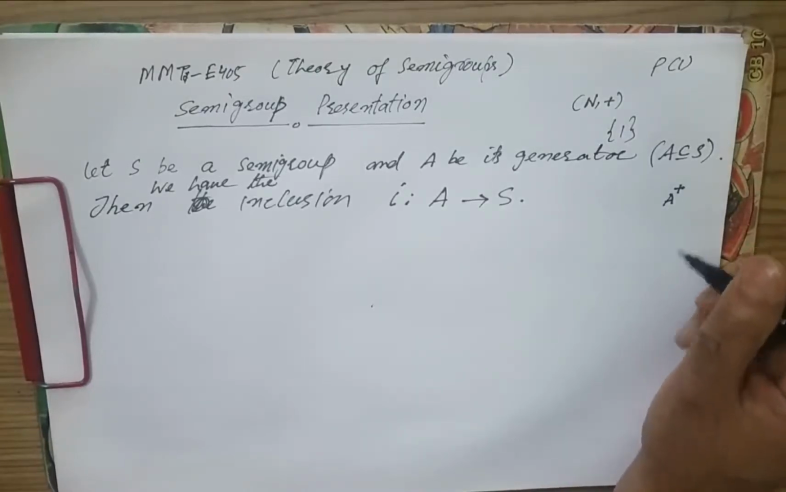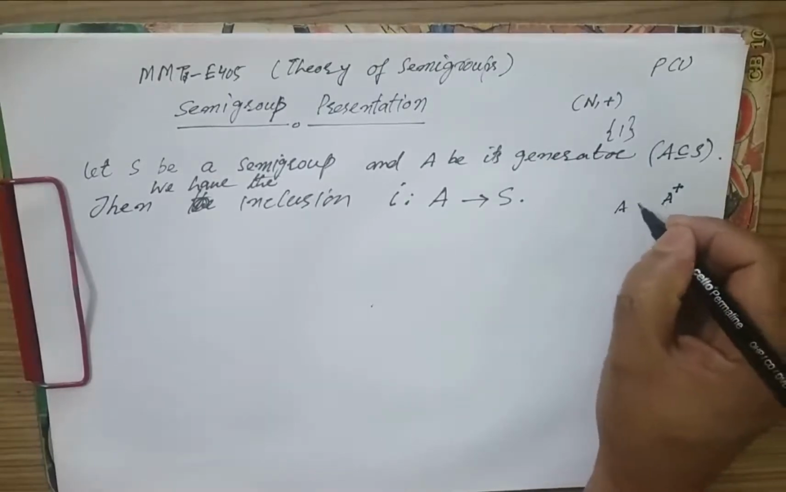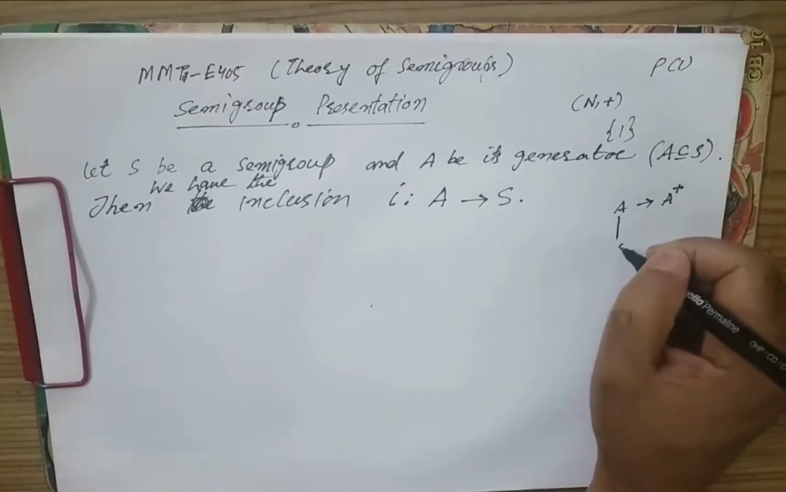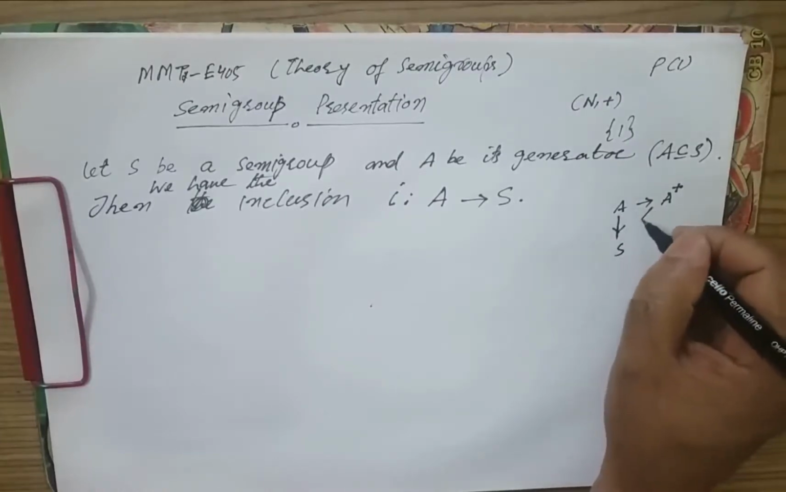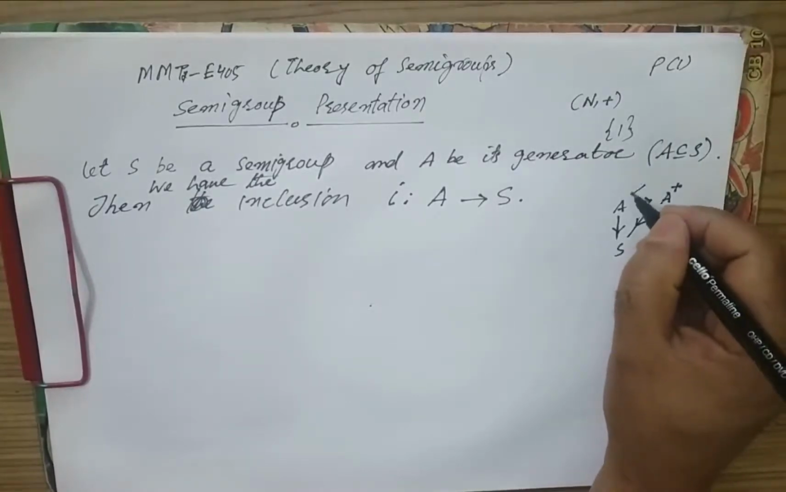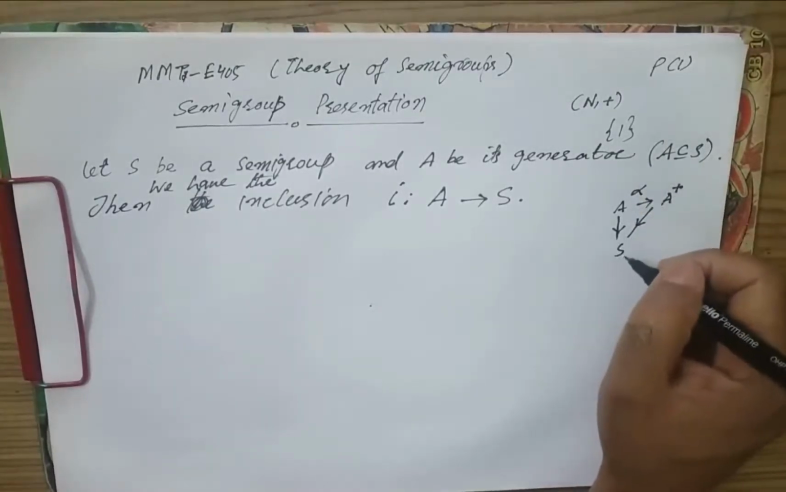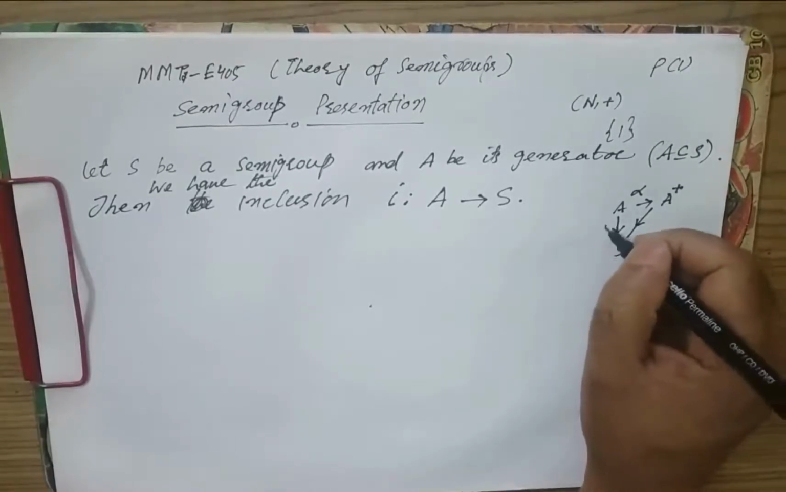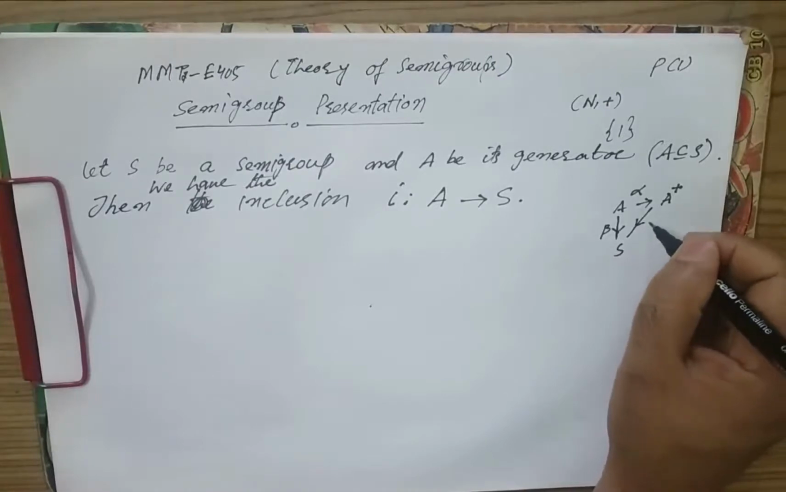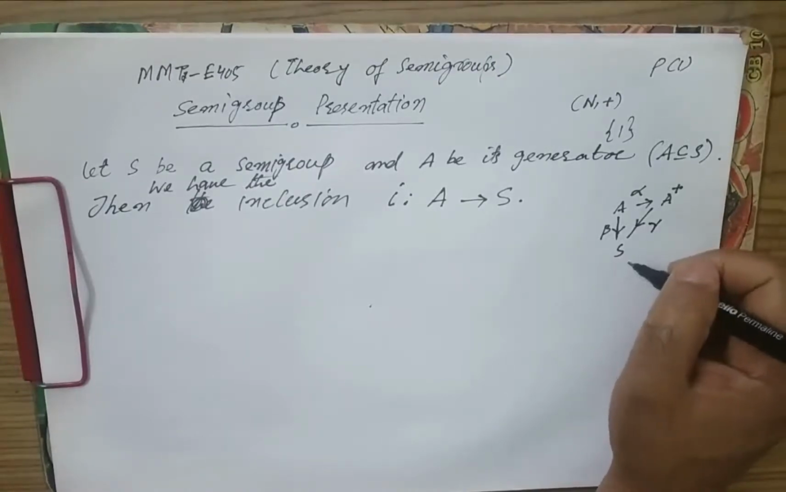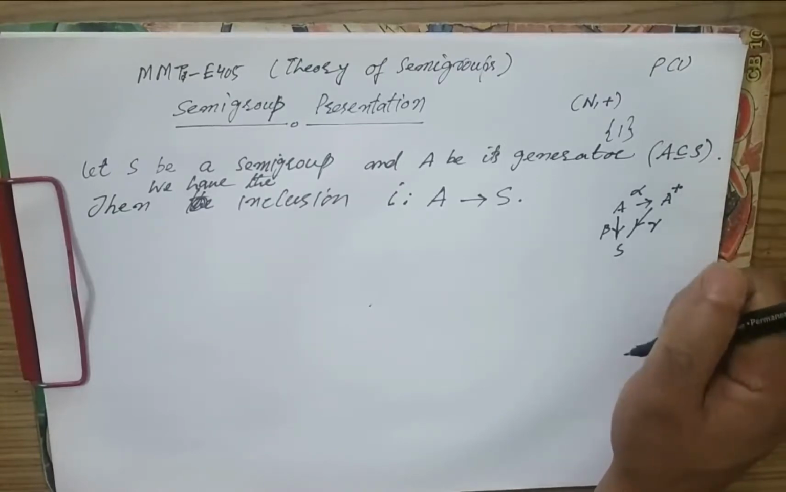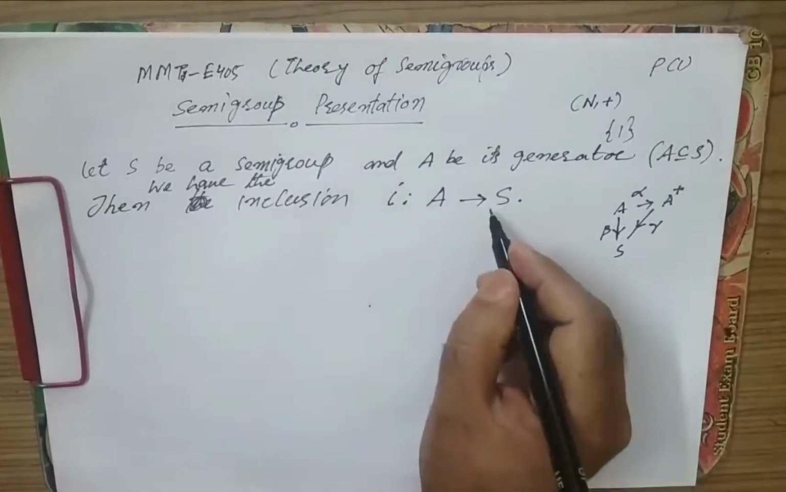Such that we can define a map from A to A plus. And for any other map from A to any other semigroup S, there is a map from A plus to S. So this is an embedding alpha, S is any other semigroup, and beta is any other map from A to S. Then we can always define a map, say gamma, from A plus to S, such that the composition alpha gamma is equal to beta. Now here I is a map from A to S.